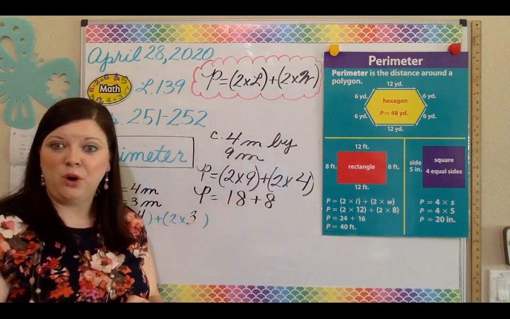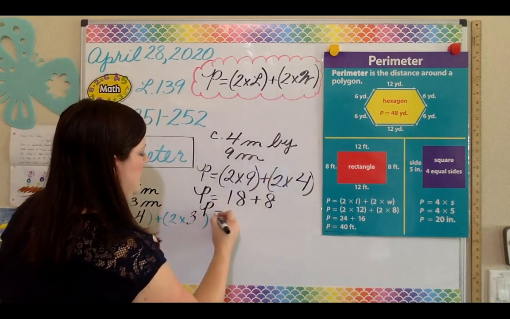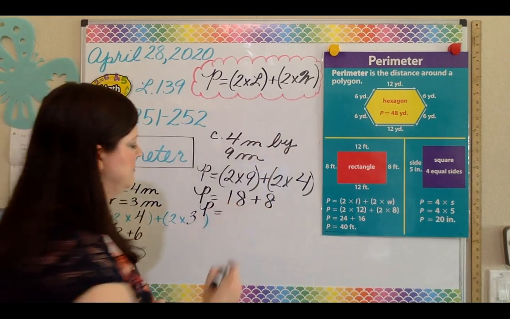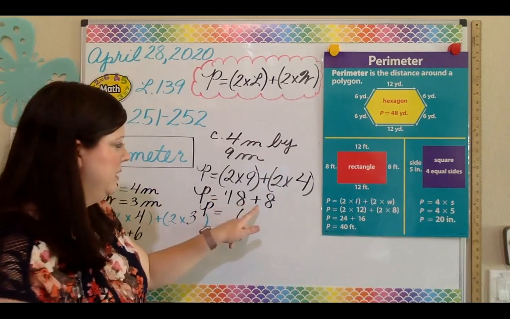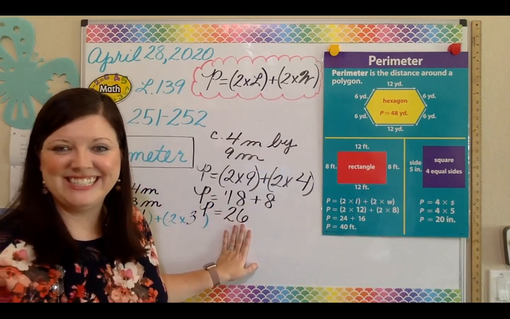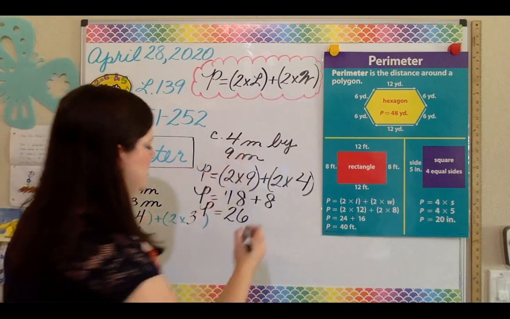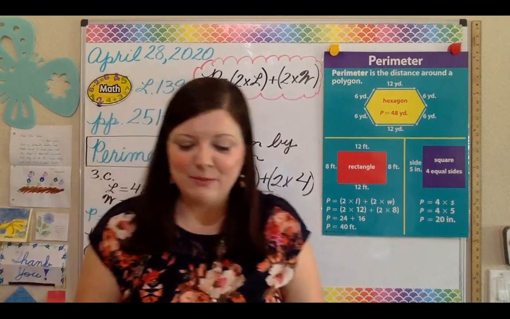And now let's just do our final step. Add them and then put our label. Here we go. P equals 8 plus 8. 16. Carry the 1. 1 plus 1, 2, plus 9. 2. 2 what? Meters. Okay. Very good, guys. I'm so proud of you.